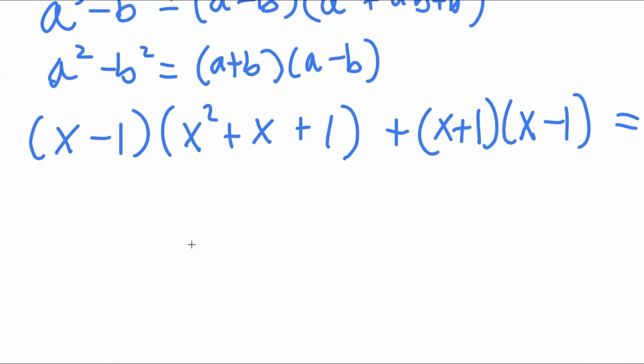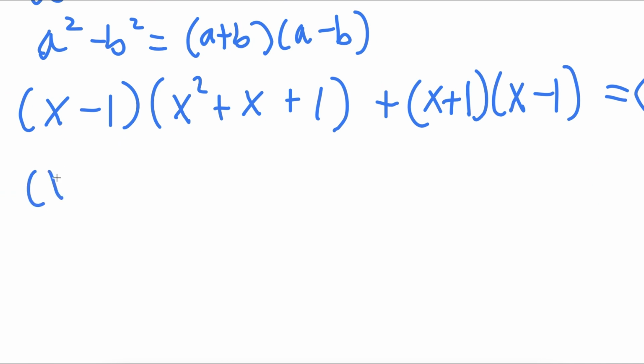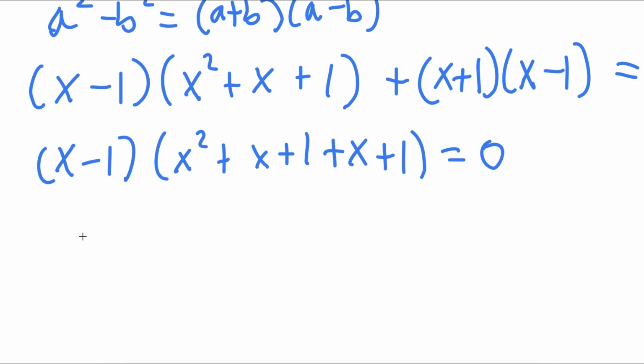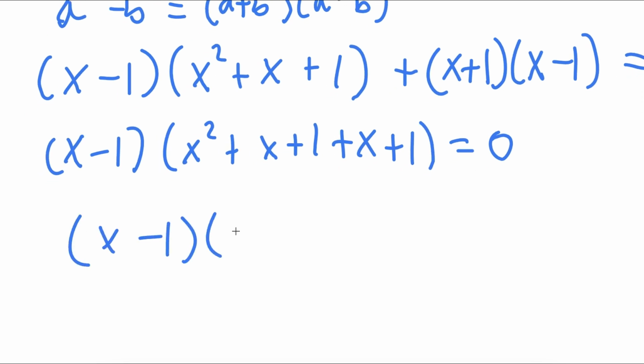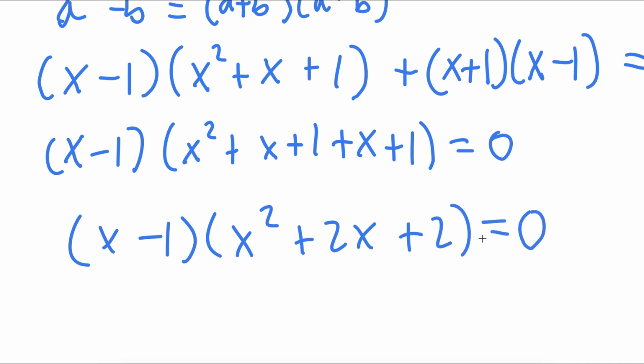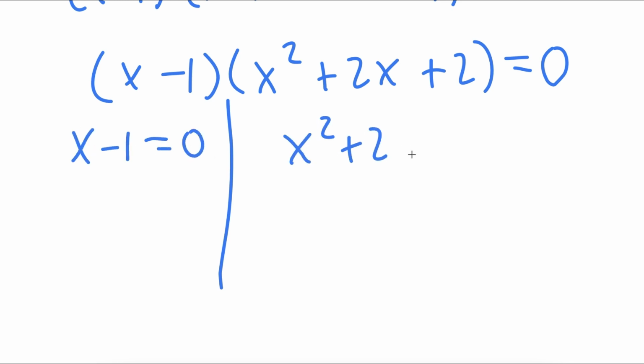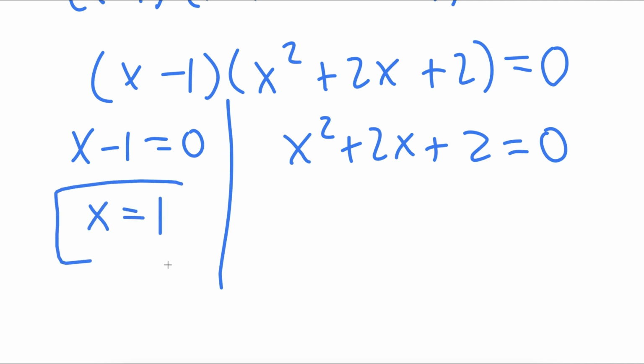So now, if I factor out x minus 1, I get x minus 1 times x squared plus x plus 1 plus x plus 1 is equal to 0. And if I simplify, I get x minus 1 times x squared plus 2x plus 2 is equal to 0. So now this gives me two equations. I have x minus 1 is equal to 0, and I have x squared plus 2x plus 2 is equal to 0. So for x minus 1 equals 0, x is obviously equal to 1, so that's one solution of x.